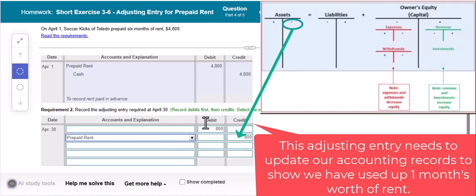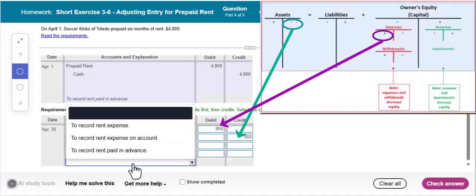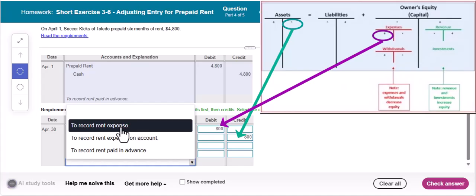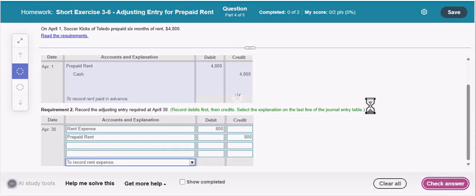So then we need to think about our debit line. What account is this going to be? Well, whenever we use up prepaid rent, we have to record rent expense. And we're going to be debiting it. So we have rent expense here. And why am I debiting that? It's because expense is increasing, and expenses increase with a debit. So that is why. And then we need our explanation here on the last line. So this is to record rent expense. I'll go ahead and check our answer. Fantastic.